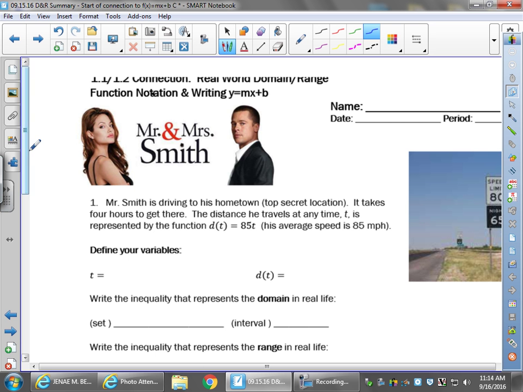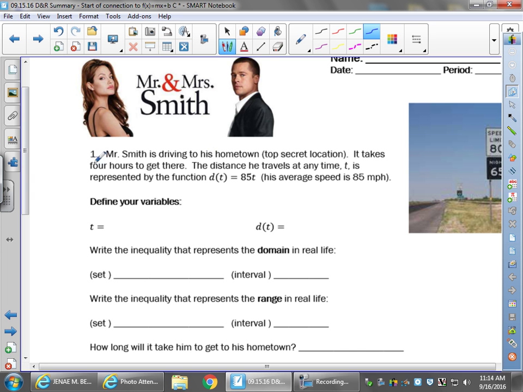Our first example is with Mr. and Mrs. Smith. Mr. Smith is driving to his hometown, top secret location. It takes 4 hours to get there. The distance he travels at any time, t, what should I do with that? Is represented by this function. What do I do with functions? Put it in a box.